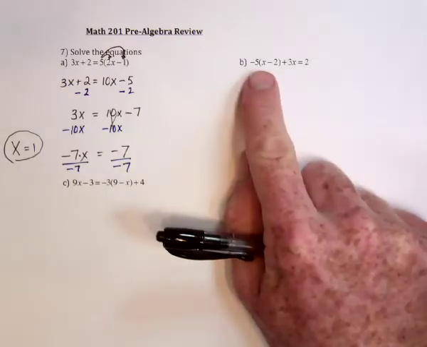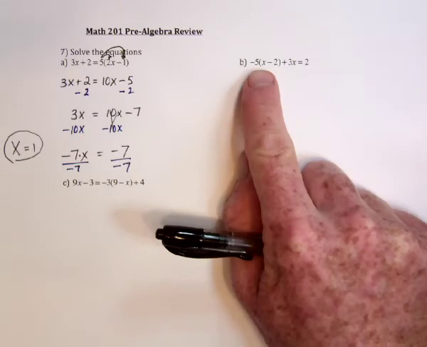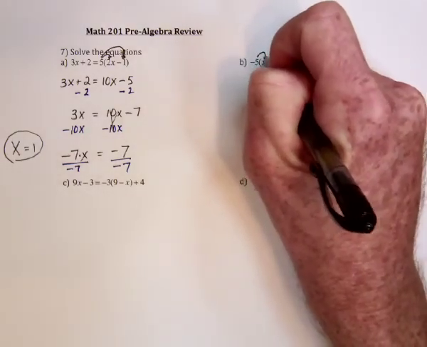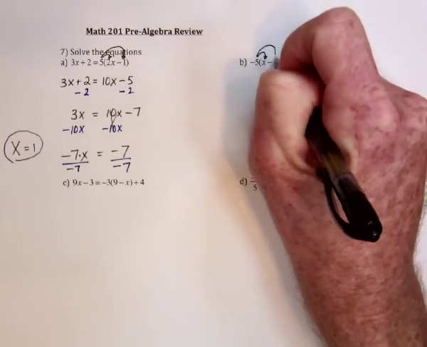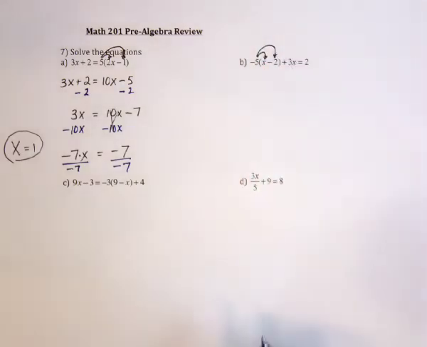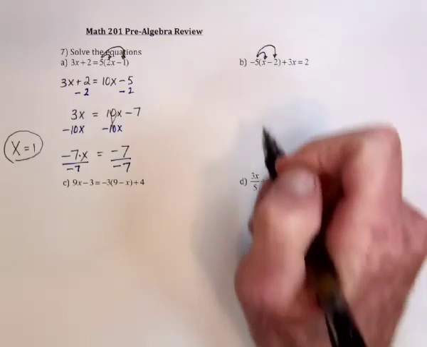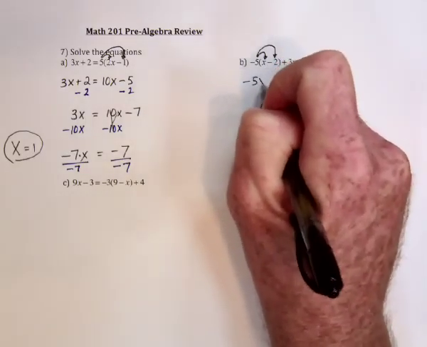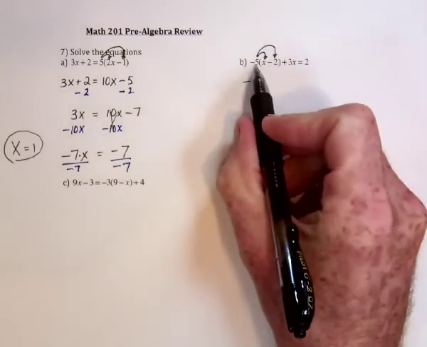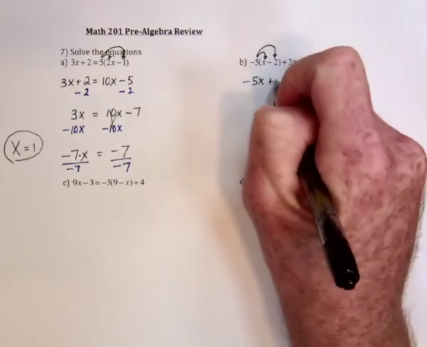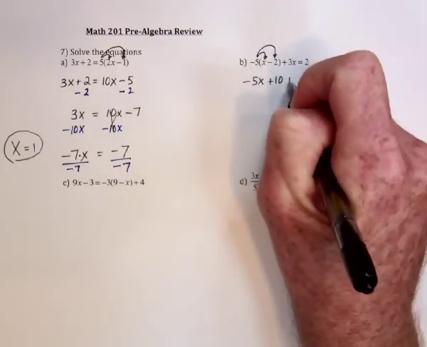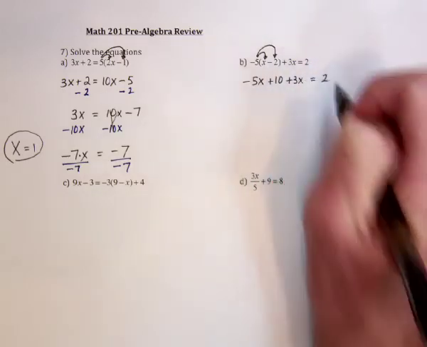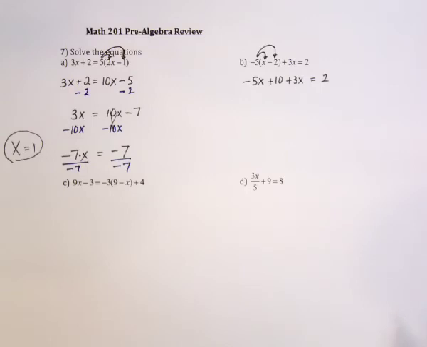Let's use the same ideas over here. So first of all, distribute the negative 5. I love making the little distribute arrows. Looks like a little guy jumped into the air. Boing, boing. So negative 5 times x is negative 5x. Negative 5 times negative 2 is positive 10. And then I'm just going to recopy everything else that's in the problem, including the equation sign.